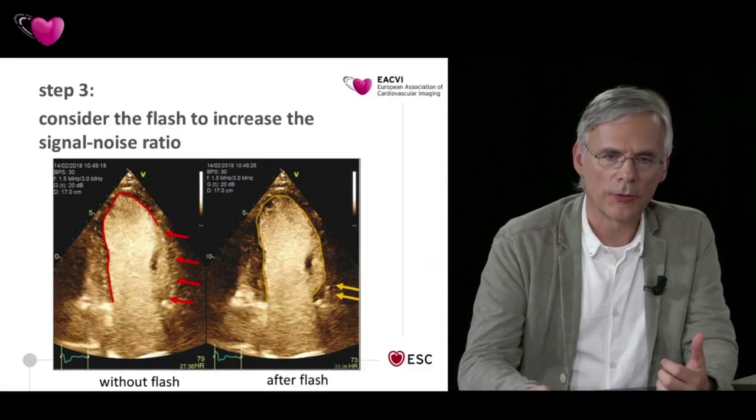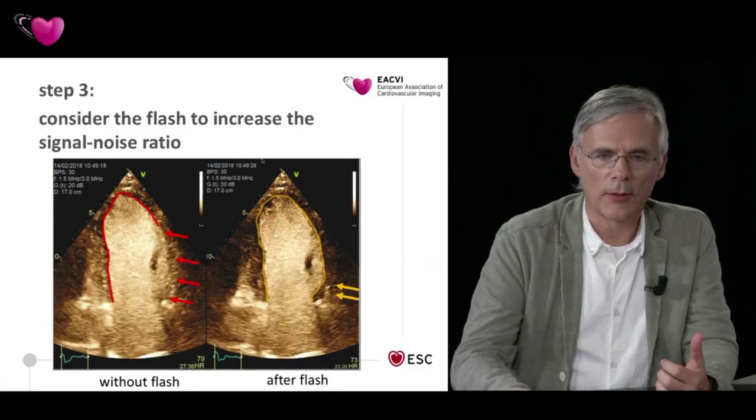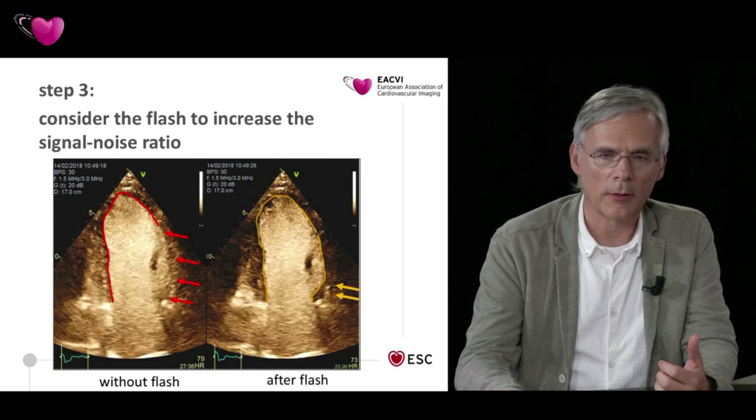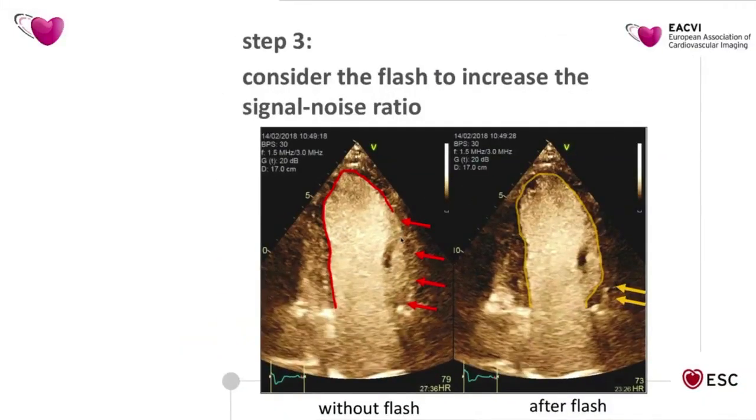show you the still frames. These are the end-diastolic frames. And here it is much easier to delineate the compacted myocardium than in this frame where there are bubbles in the microcirculation and generates some sort of pseudo contrast. So consider a flash.